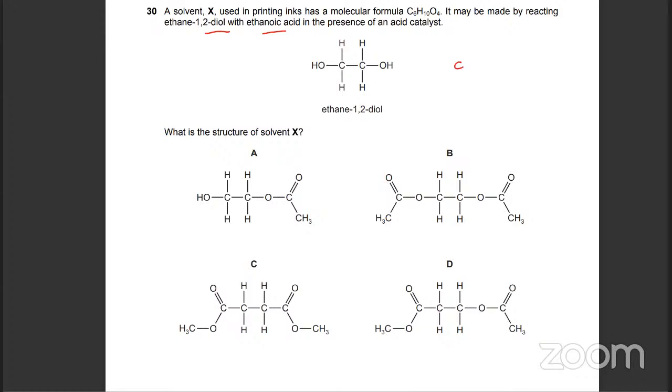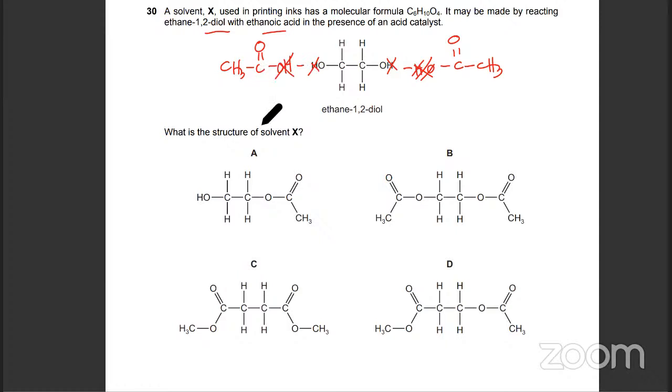So it will be ethanoic acid. The OH is lost and the H is lost, and in between they're going to link up. So that's how esters are formed. Like in this case, there can be 2 esters possible, because you've got another OH and another H lost, and there could be an ester formed over here as well.